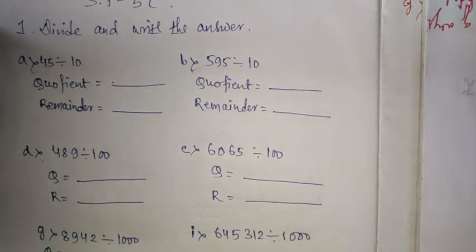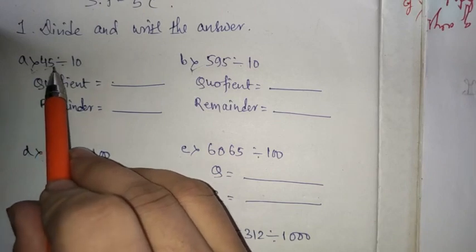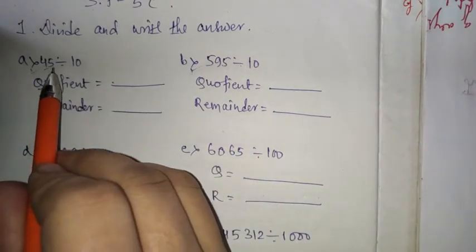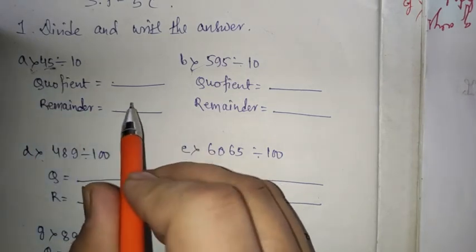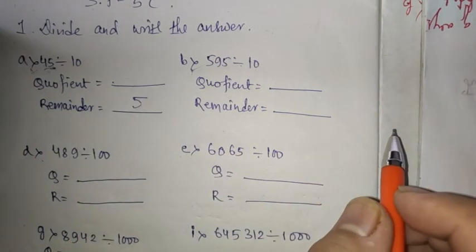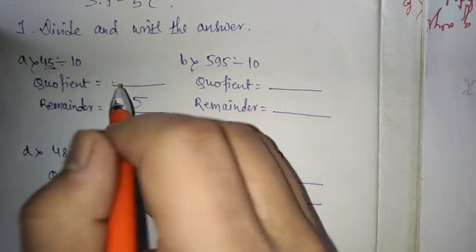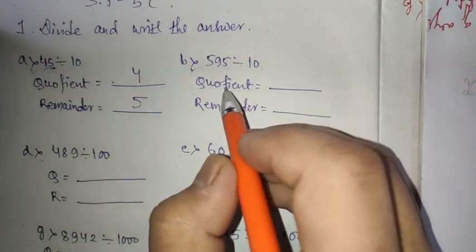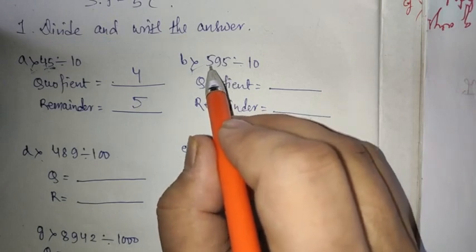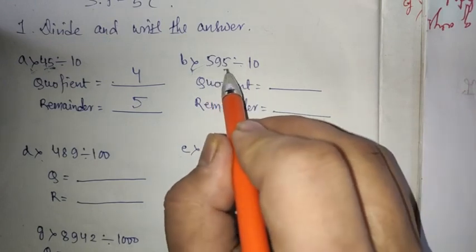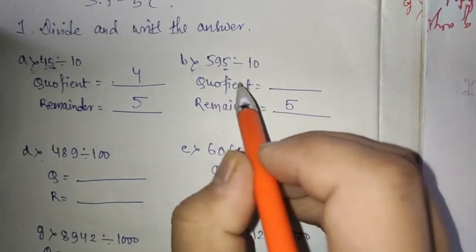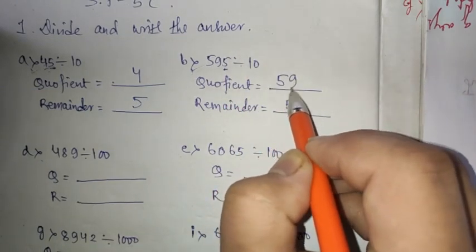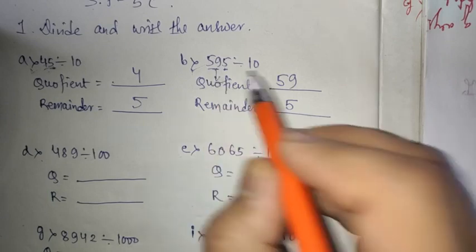Just see, a number is getting divided by 10. Whenever a number is divided by 10, its ones place will be removed and it will become your remainder. Whatever is left out, 4 is left out, so your 4 will become your quotient. Similarly, in 595 divided by 10, your 5 will become your remainder because the ones place will be removed, and whatever is left out, that is 59, will become your quotient.